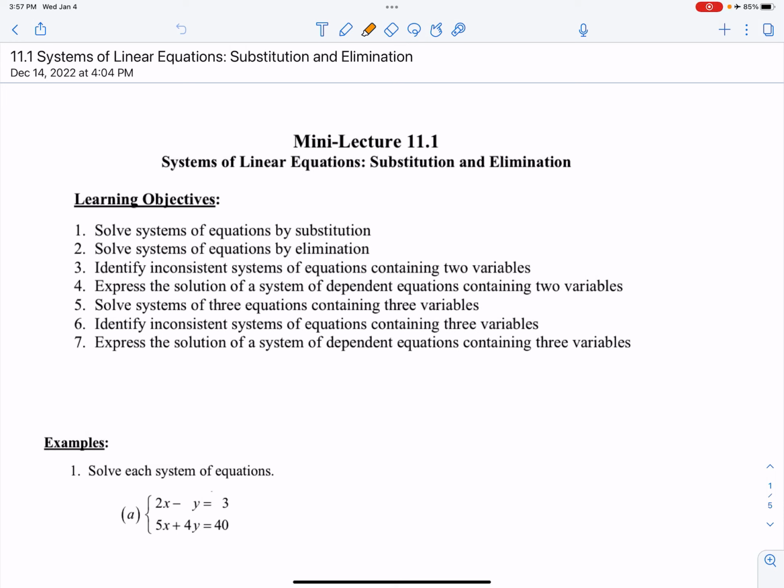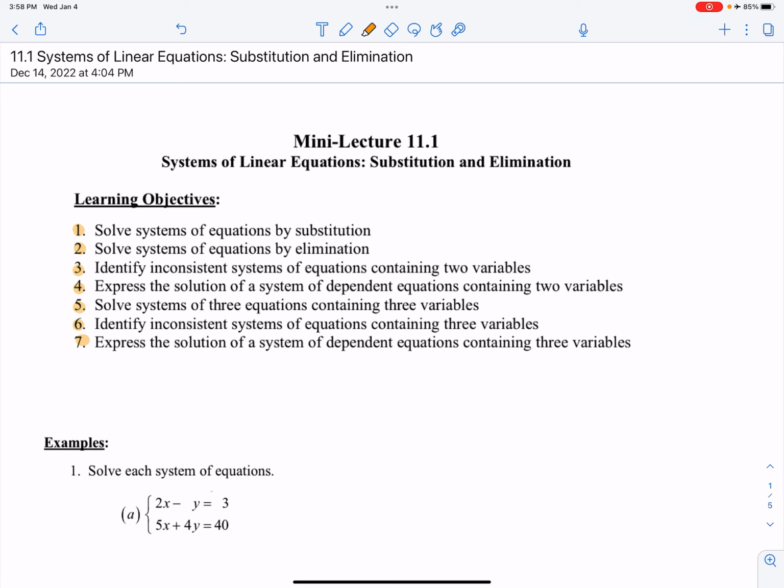Welcome to 11.1, Systems of Linear Equations. We're going to look at substitution and elimination. So we're going to solve systems of equations by substitution and by elimination, identify inconsistent systems of equations containing two variables, express the solution of a system of dependent equations containing two variables, solve systems of three equations that contain three variables, and then do the same things, identify inconsistent systems that contain three variables, and express the solution of a system of dependent equations containing three variables.